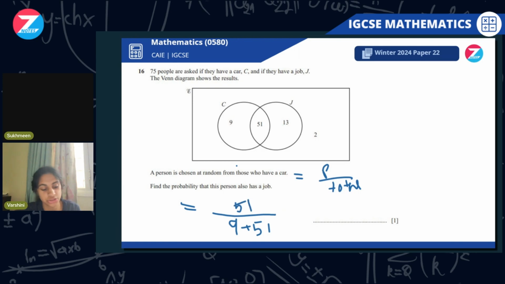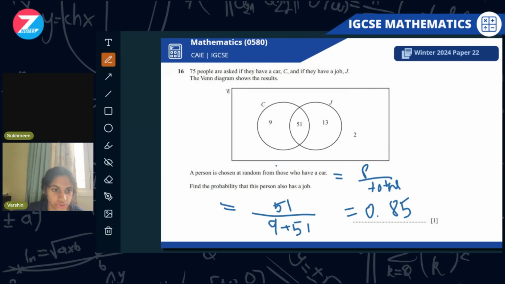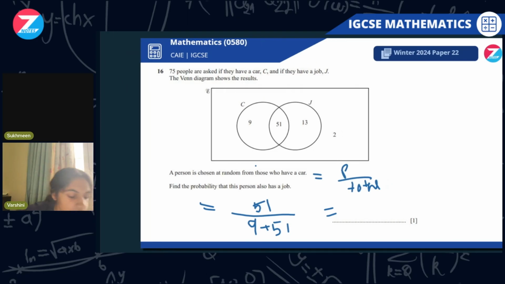So again, you can just put this straight into your calculator. And you'll get 17 by 20 or 0.85. You can write it however you want. I always write it in decimal, but I think they do like it if you write it in fraction also, actually. So we just write it as a fraction, which is 17 by 20.